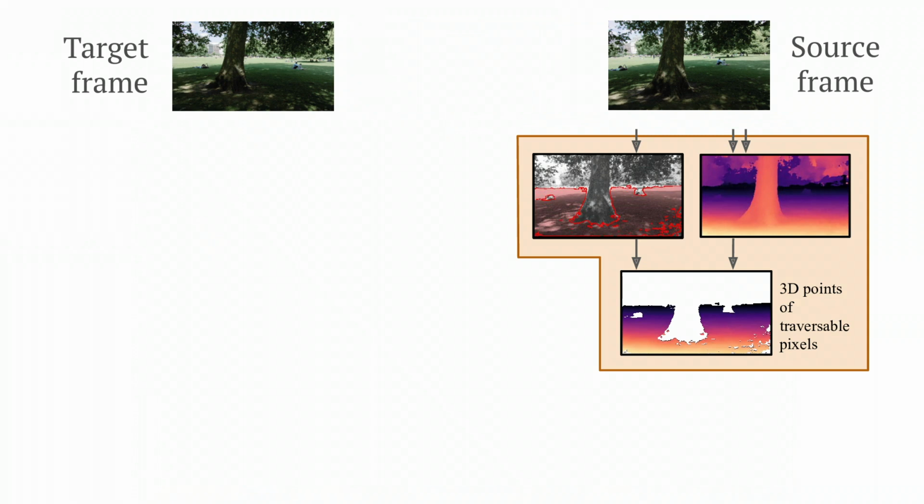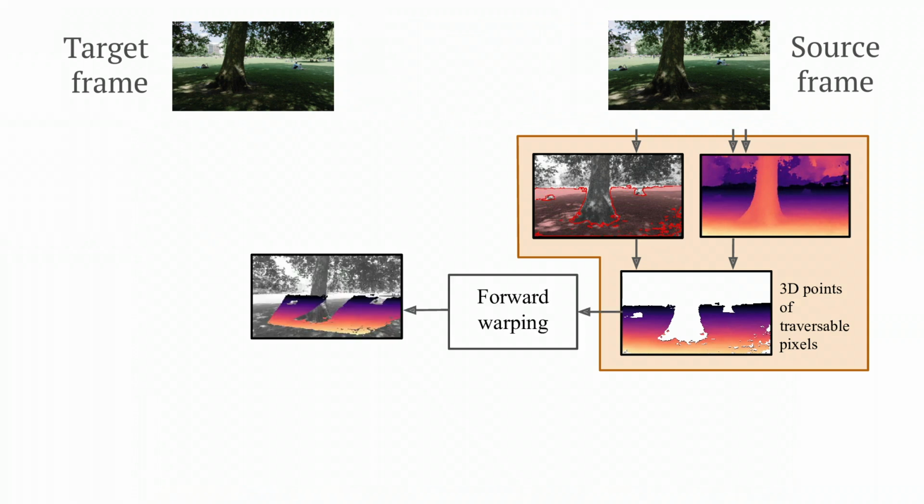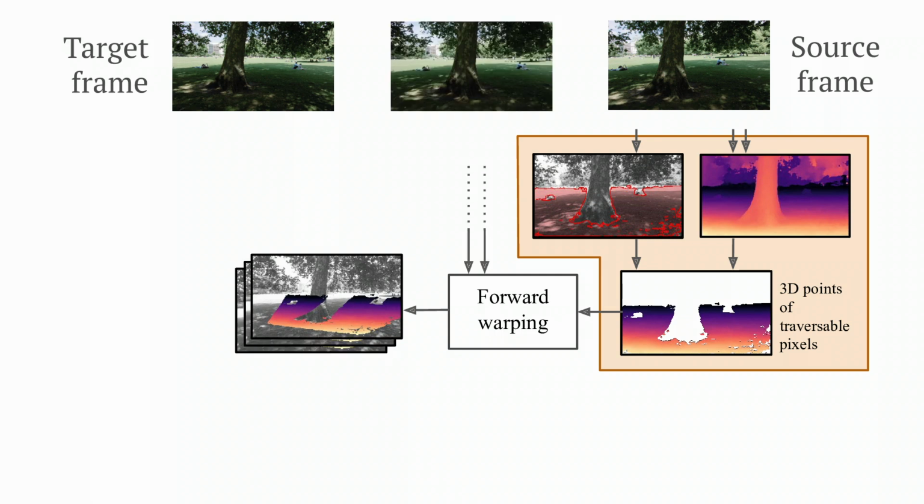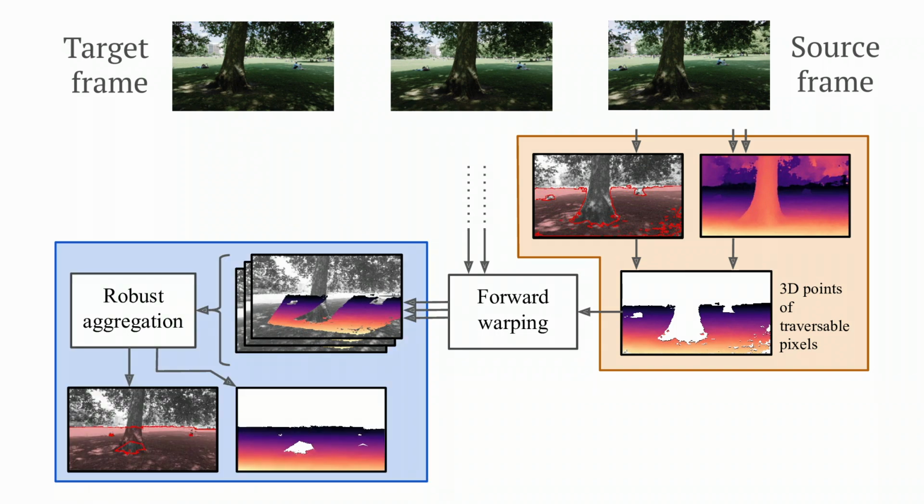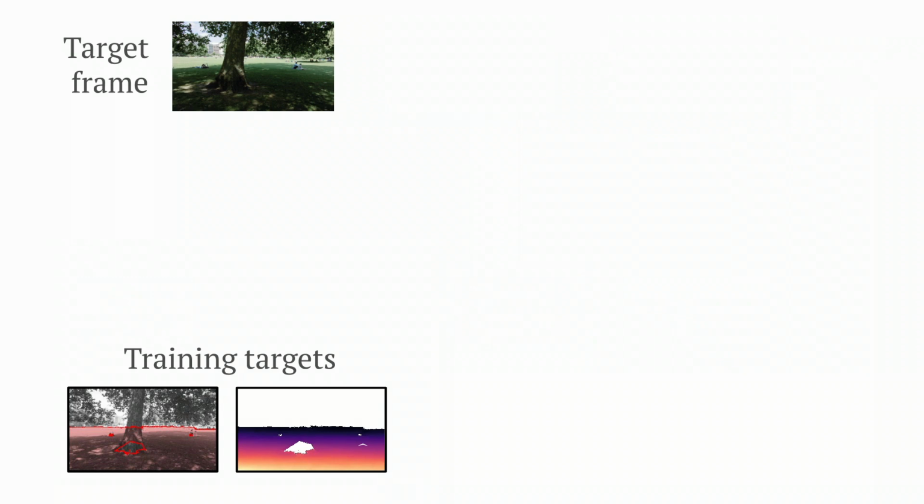Pixels in a source image that have been identified as belonging to a traversable surface are then projected into 3D and back projected into the target view. This process is repeated from multiple source frames, and the predictions are aggregated to give us an estimate of the extent and geometry of the hidden surfaces.